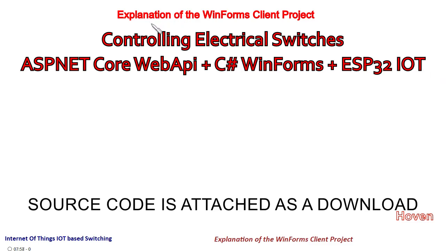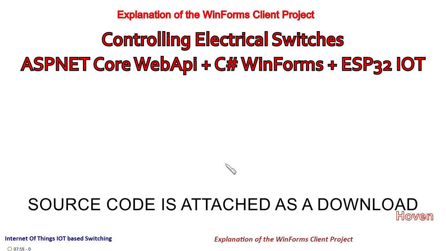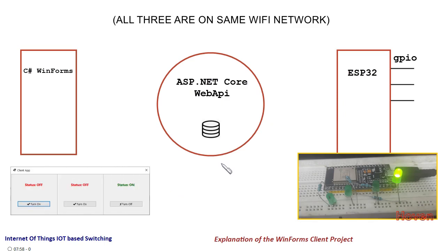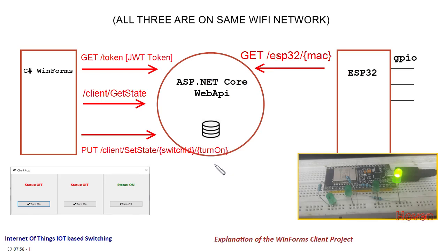Now we are at the explanation of the WinForms client-side project. This we have done in a C# WinForms application, and this we have already done, and now we are going for this one. The source code is attached, so you can obtain the source code from the downloads. And let me put a summary of what is to be done. We have shown you this video already earlier, but right now let me tell you where we are. Now we are on the C# WinForms application.